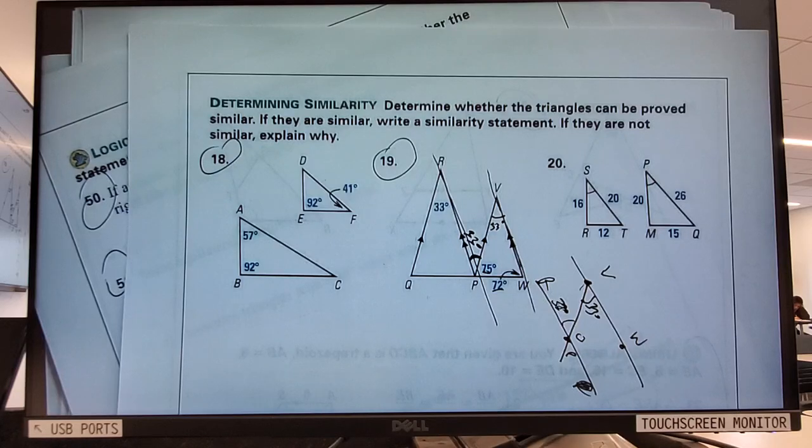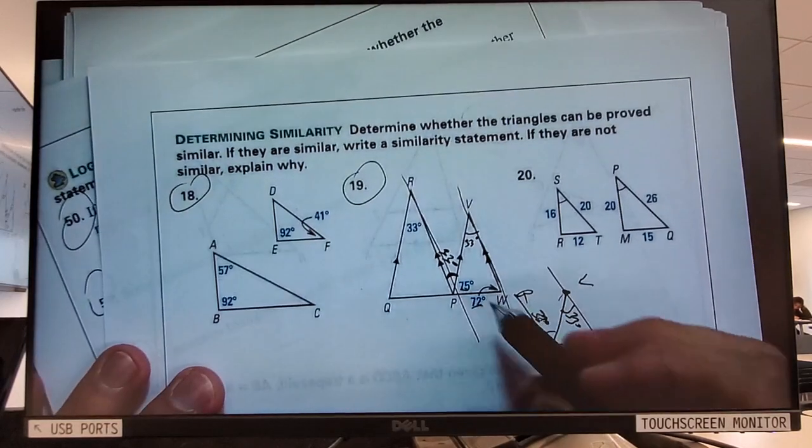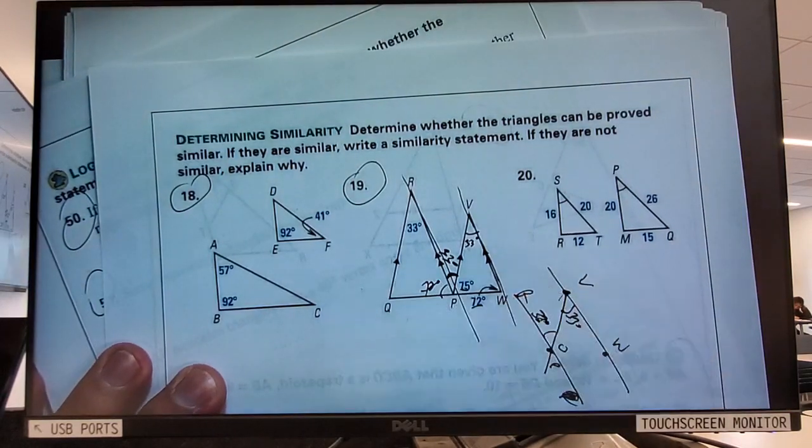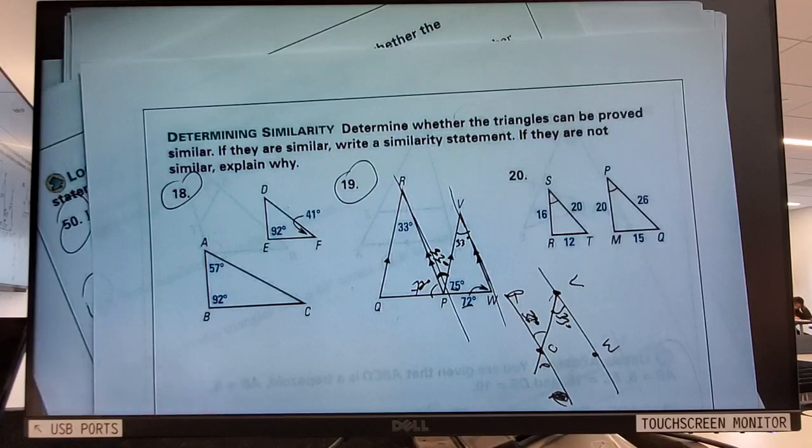Look at me go. The little in-between dude is 33. This guy is 75. So what's this guy? What do they all three have to add up to be? 180. So if one's 33, one's 75, what's left over? 72. So are these similar? Are these similar? Totally. Thank you now.